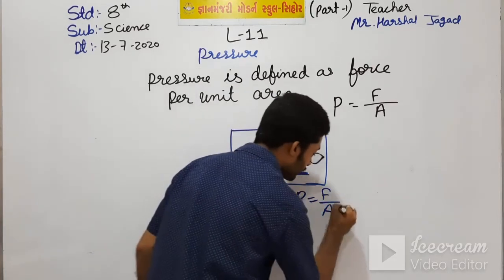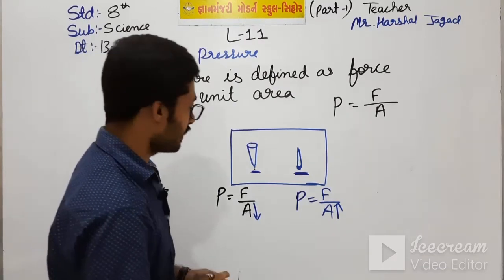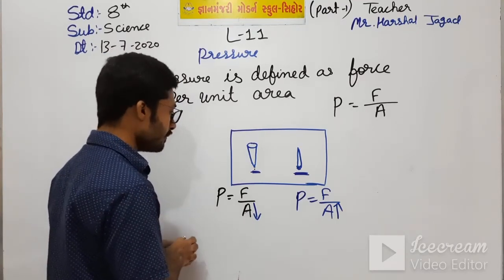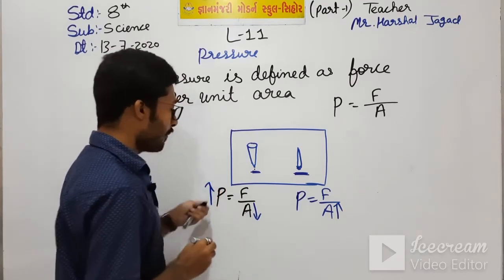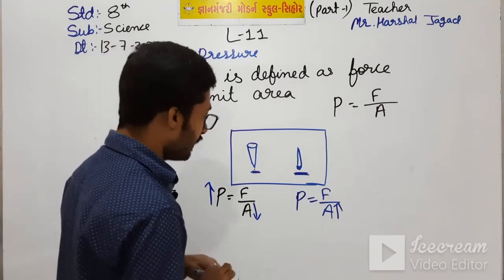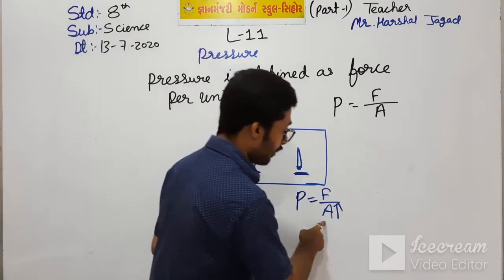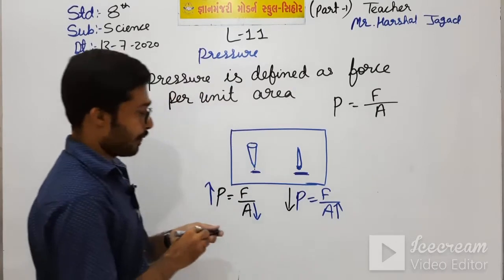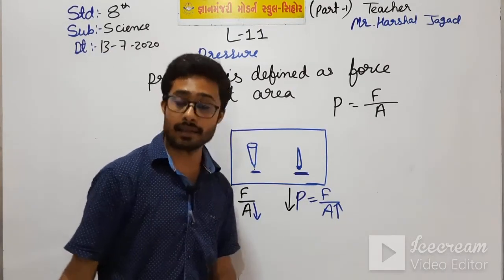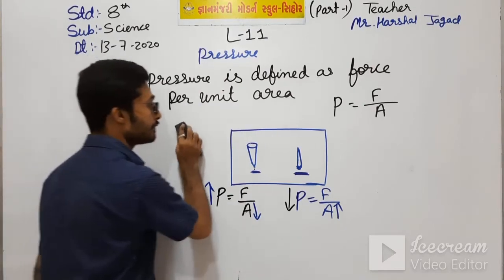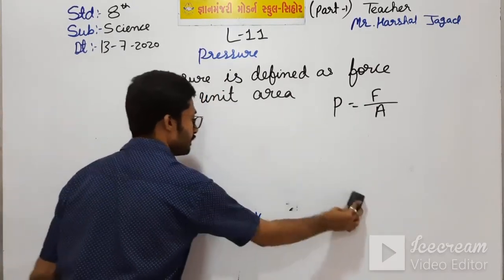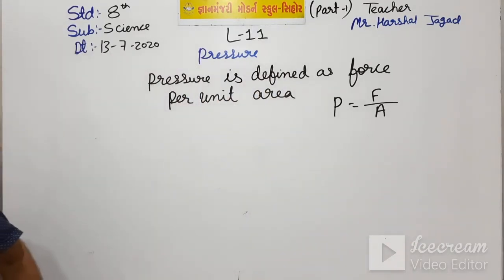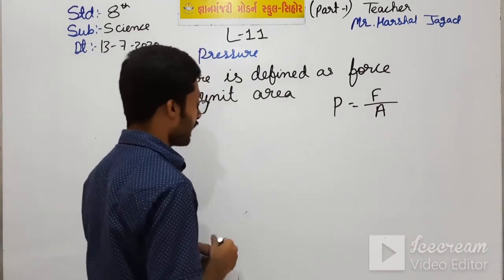We all know in maths we have studied that if the denominator has a small value, then we get a big answer, pressure high, and if the denominator has a high value, we get pressure low. So this is one of the examples. Let's take another example. Another example, it is in your textbook.